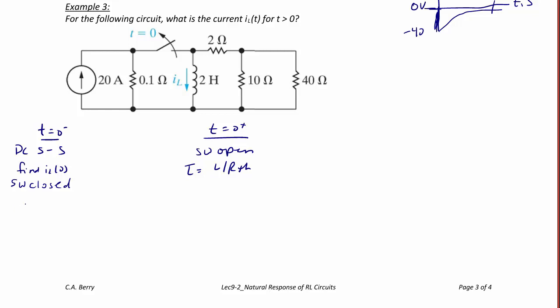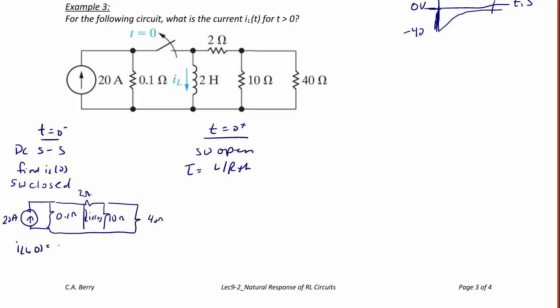First, let's draw the circuit with the switch closed and model the inductor as a short circuit. So we have 20 amps, 0.1 ohms, 2 ohms, the wire for the inductor, 10 ohms, and 40 ohms. What you should notice here is that all of these resistors are shorted out by that wire. So IL of 0 is equal to 20 amps because current follows the path of least resistance.